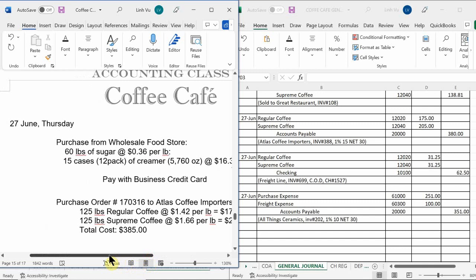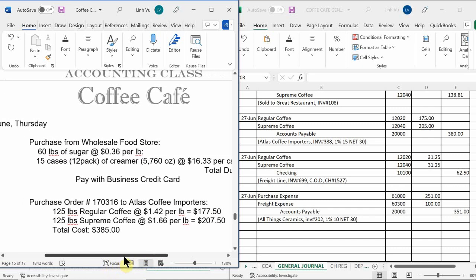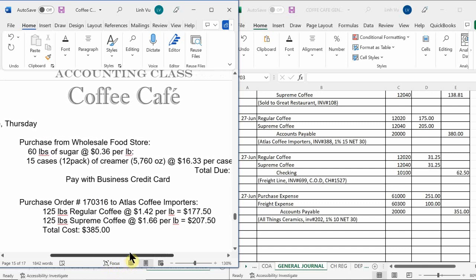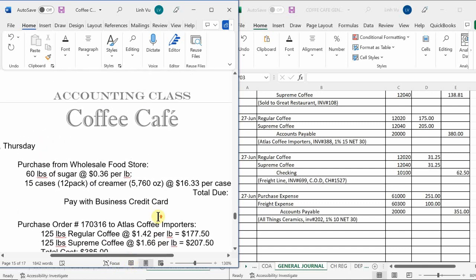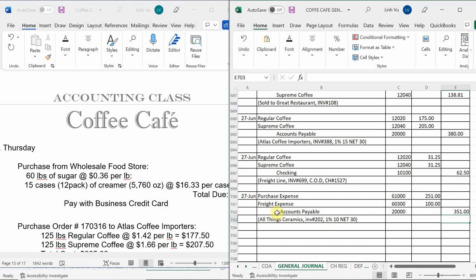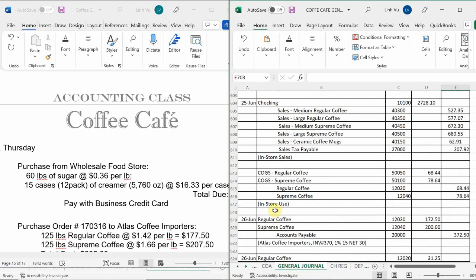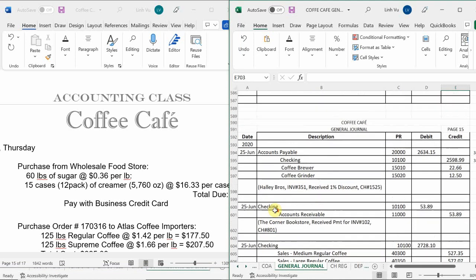All right. We end up going to the wholesale food store to purchase some more coffee creamer and some more sugar, and we paid using our business credit card. So we bought 60 more pounds of sugar and 15 more cases of 12-pack creamer. So, sugar, creamer, and Visa payable.